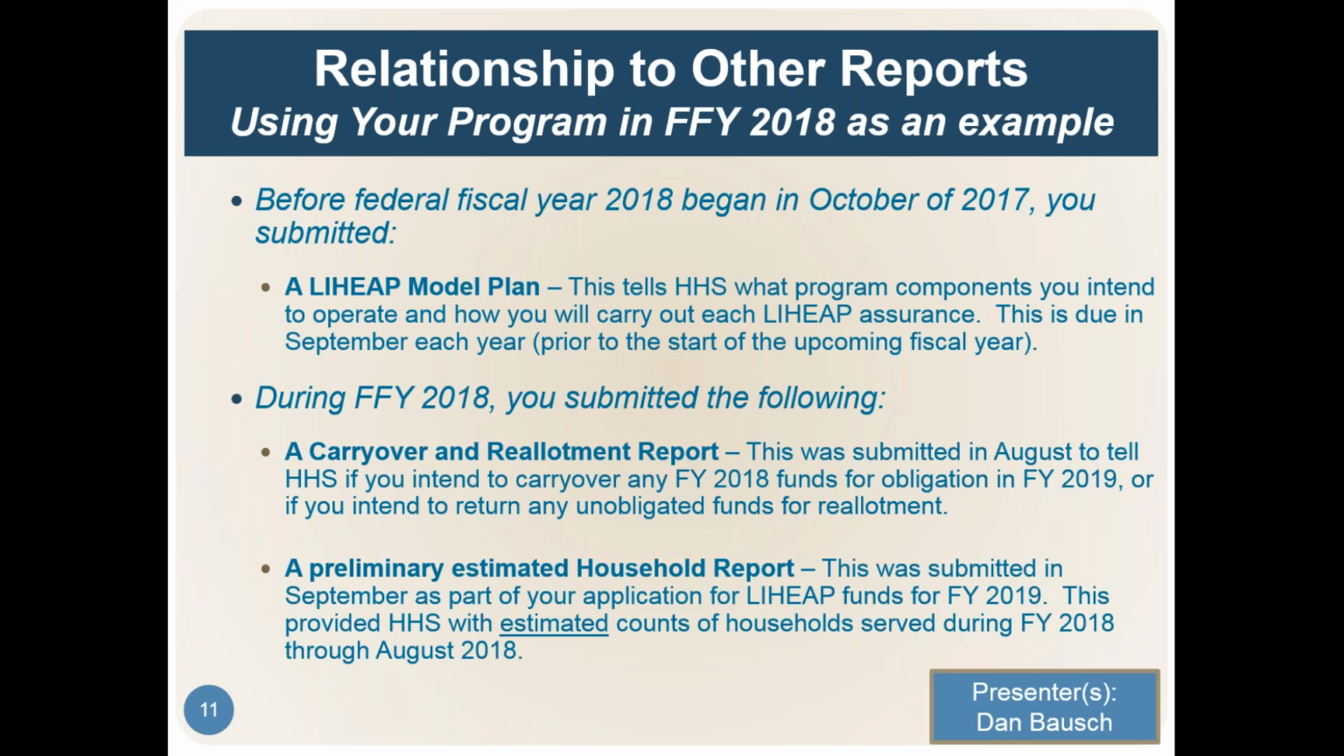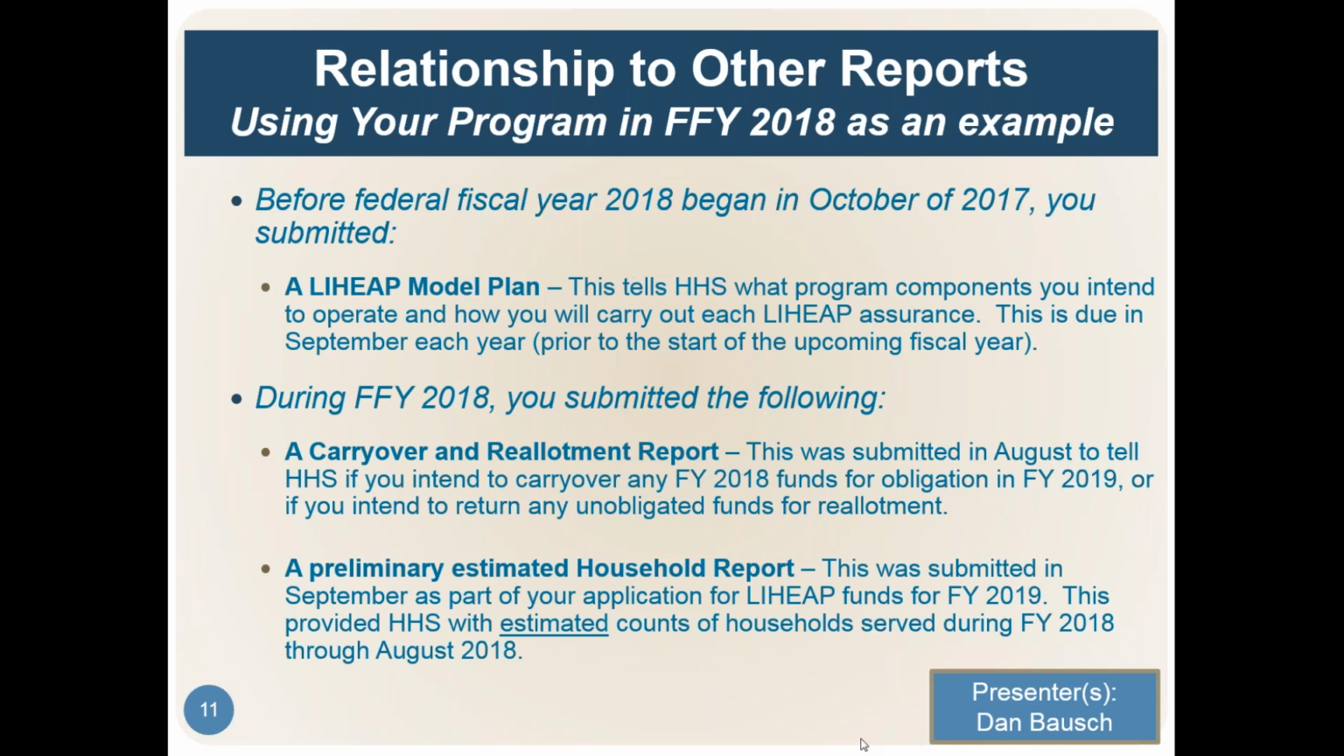So we wanted to talk a little bit about how the Module 1 Grantee Survey data relates to other reports that you submit. So we're going to use 2018 here as an example. So before federal fiscal year 2018 began, HHS asked you to submit a LIHEAP model plan. That model plan tells HHS what program components you're intending to operate and how you're going to carry out each of the LIHEAP assurances. And that's due in September each year, so about a month before a new fiscal year begins.